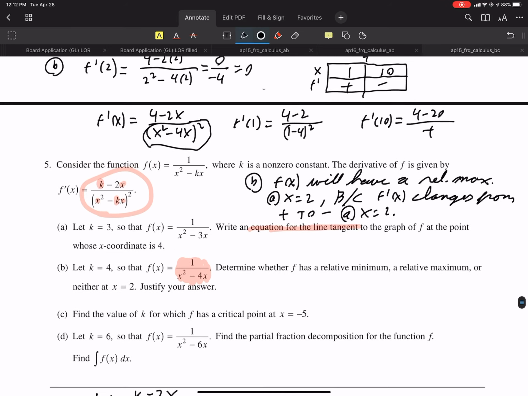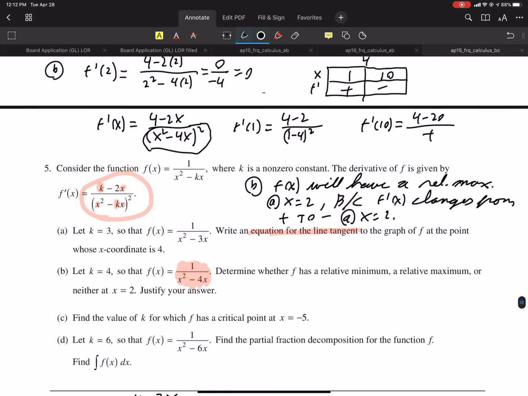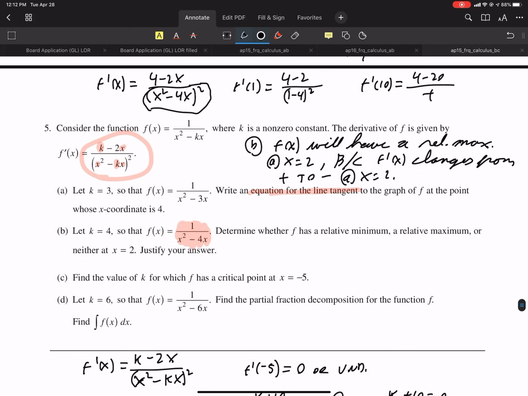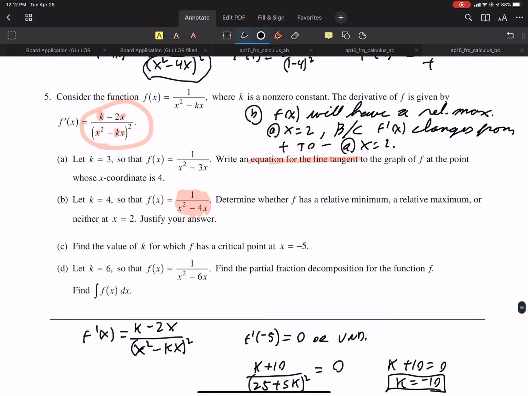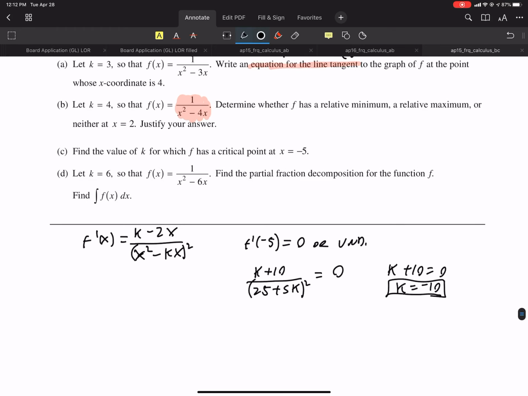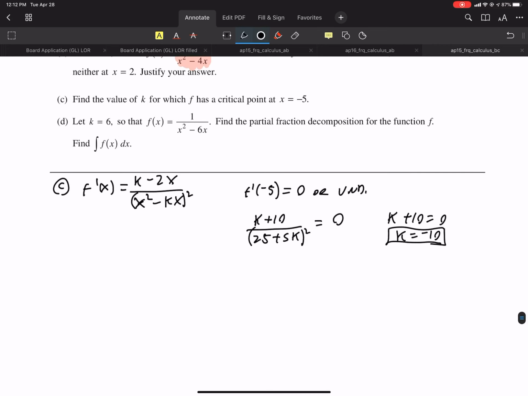Is there a reason? Do they limit k's? No. I'm not quite seeing at this moment why k equals negative 5 doesn't work either as a critical point. Let me read this again. Find the value of k for which f has a critical point at x equals negative 5. I'm going to have to get back to you on that one because I'm just not seeing it. Let me double check my work real quick.